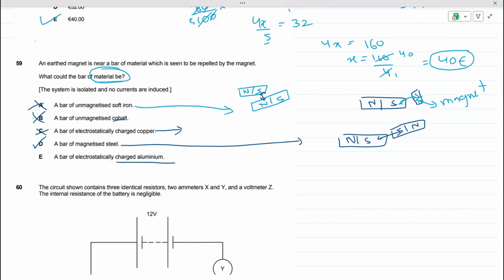If I talk about a bar of electrostatically charged aluminum, again it is charged aluminum.